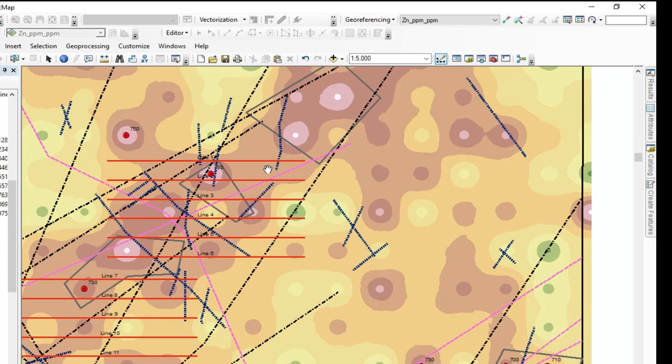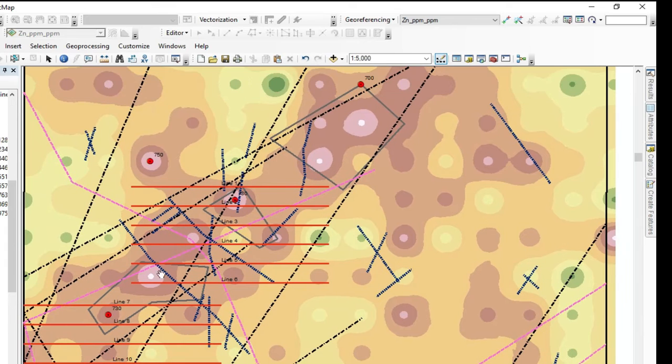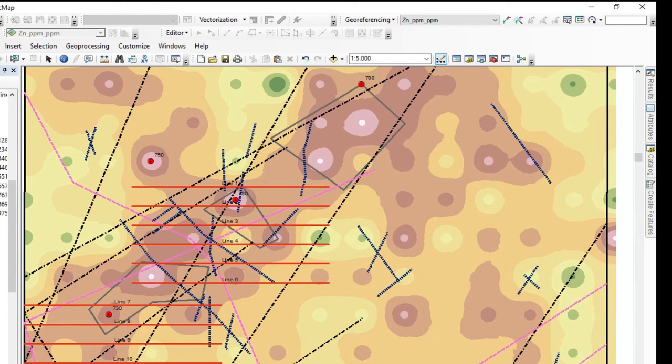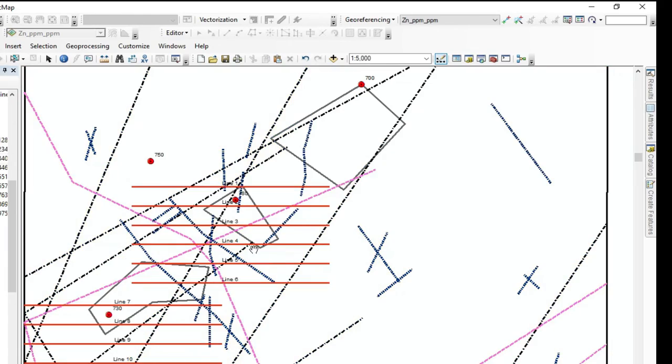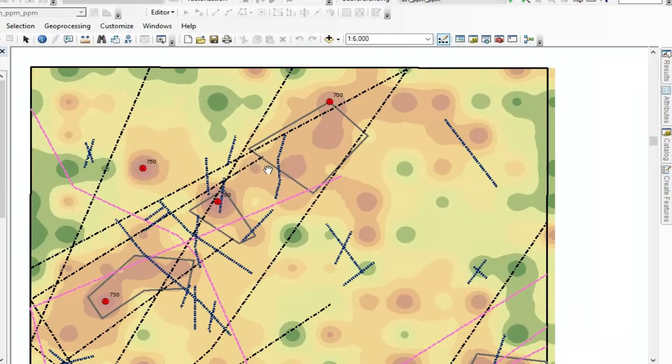We have almost the same thing along this region also. So that is the essence of soil geochemistry around this area, because at this particular stage you are looking at targeting, you see.